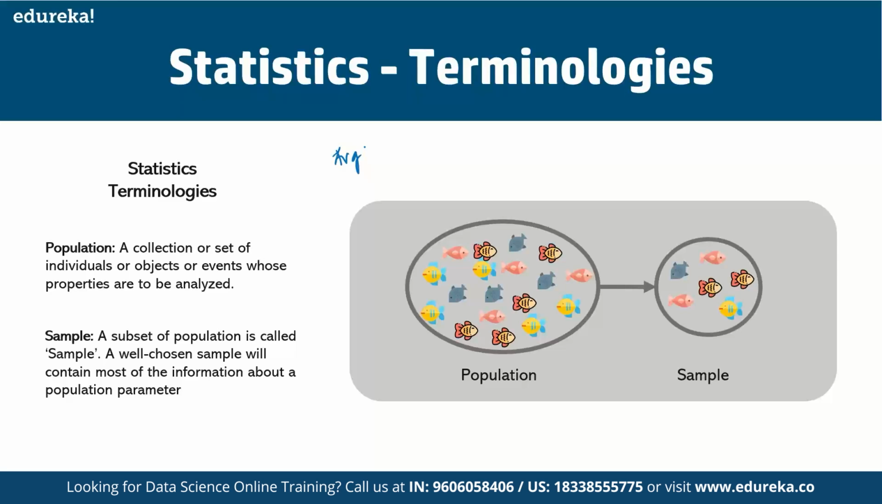By then, maybe we would have lost 2 people and probably 10 new babies were born. So the moment you complete this calculation, the data has already changed. The population, that means every individual you have, has already changed. So whatever average you have derived is basically not correct. So it is impossible for us to perform calculations on a population. Population is a collection or a set of individuals, objects or events whose properties need to be analyzed. So we cannot work on a population.